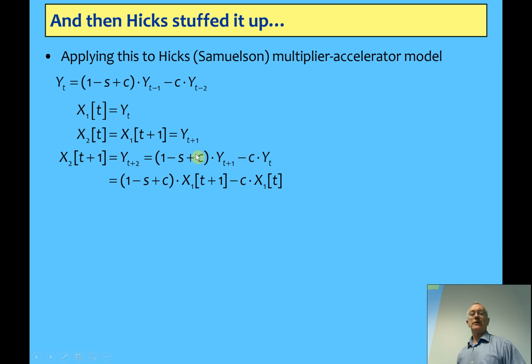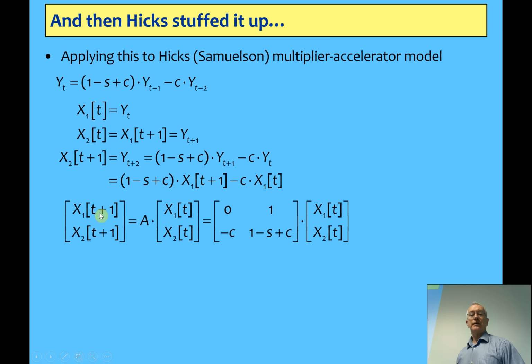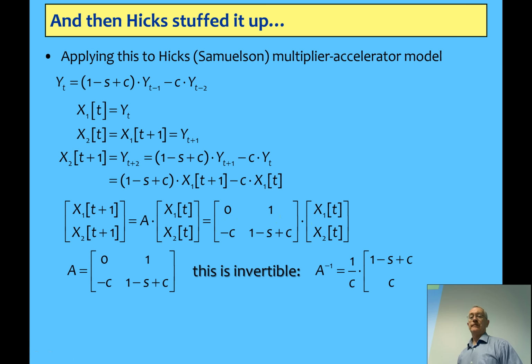Putting all the other terms on the other side, we then substitute for y at t plus 1, we have x1 at t plus 1, and for y at t we have x1 at t. Now that gives you this expression, x1 at t plus 1, which is the dynamics we're trying to work out, is going to be a multiplied by x1 at t and x2 at t. And there's your matrix. Now you want this to be effectively equivalent to 0, so non-invertible. But it's invertible. That's the inverse. So in other words, it's not a model. There's something logically wrong with the model.